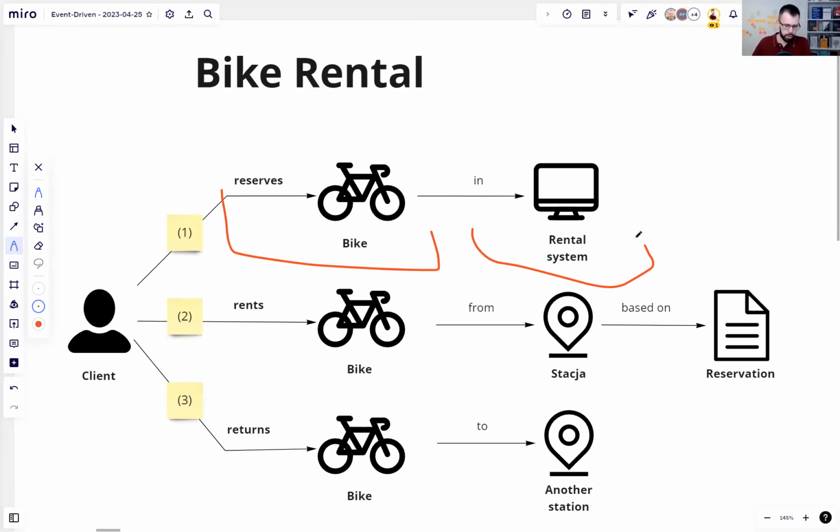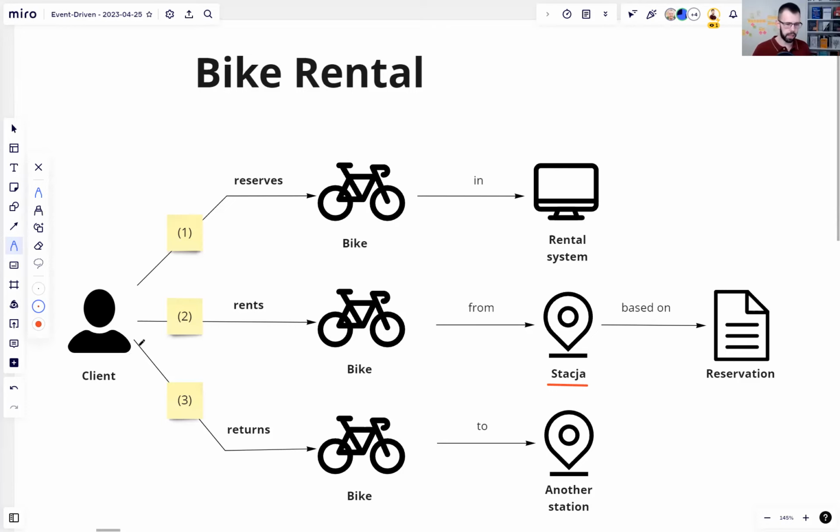They will be able to reserve it, so as not to get this unhappy, sad situation where you get to the station and there is no bike waiting for you. So we want to avoid it. Then the client can rent this bike from the station based on the reservation. So the bike is waiting for them.